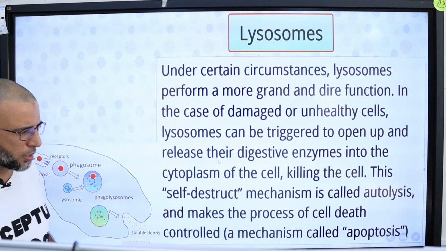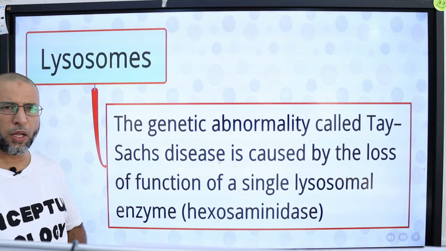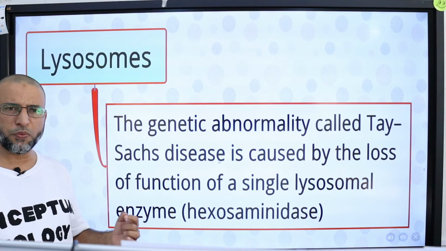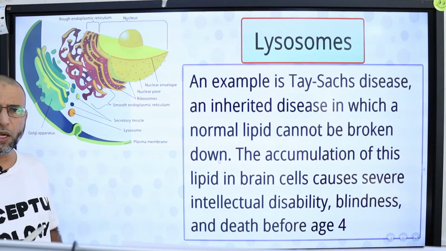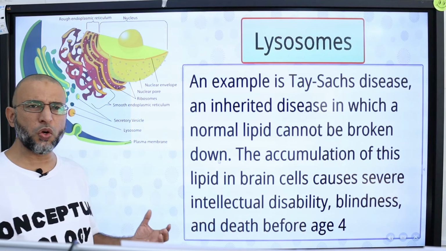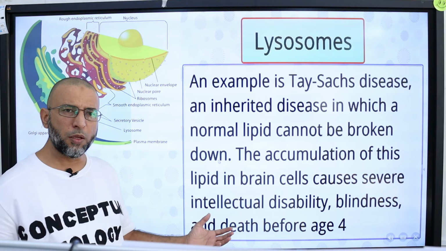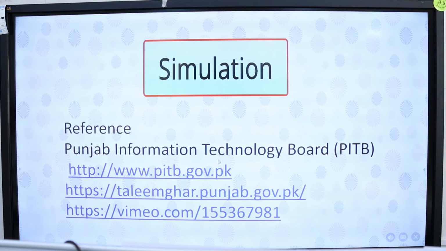One of the genetic abnormalities is called Tay-Sachs disease, which is caused by the loss of function of a single lysosomal enzyme that is called hexosaminidase. Tay-Sachs disease is an inherited disease in which normal lipid cannot be broken down, and the accumulation of this lipid in brain cells causes severe intellectual disability, blindness, and death before age 4. Let's watch this simulation which explains the formation of lysosome.